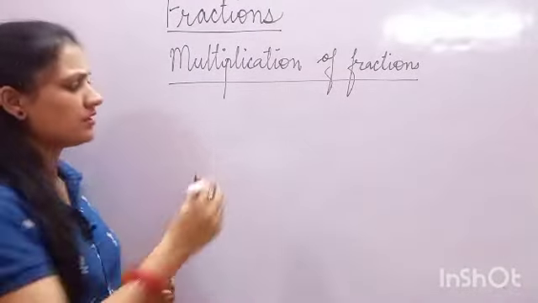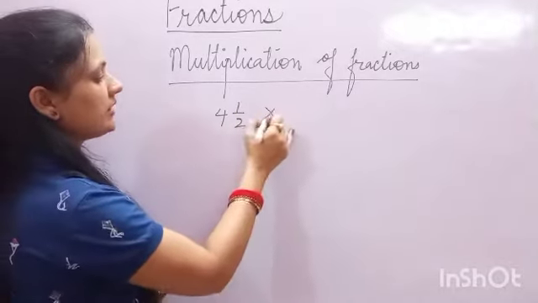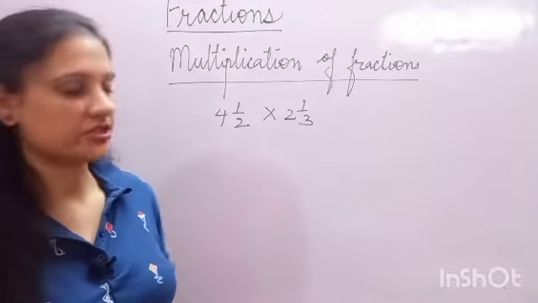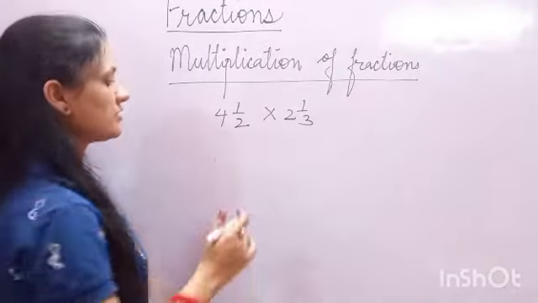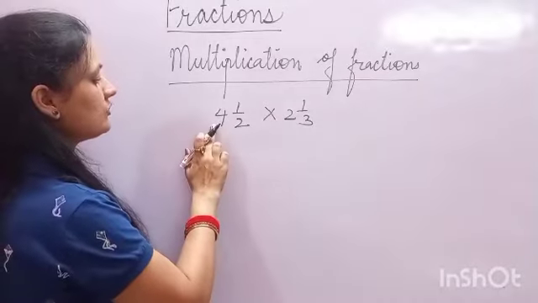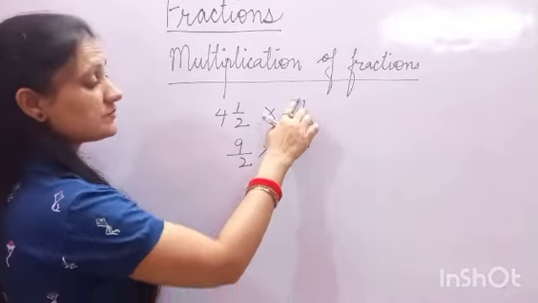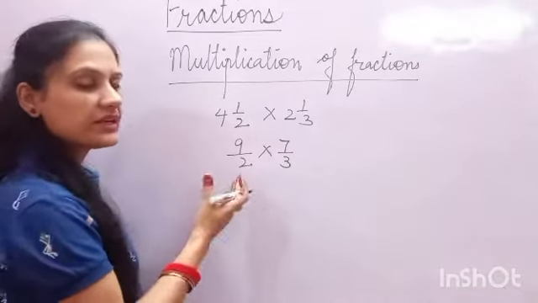Let us say we'll take 4 whole 1 by 2, right? Multiply 2 whole 1 by 3. This is the multiplication. Let us understand. In this case, we'll not take LCM, but let us first convert to improper. 2 4s are 8 plus 1, 9 by 2. 3 2s are 6 plus 1, 7 by 3. Very simple. How do we get the answer?